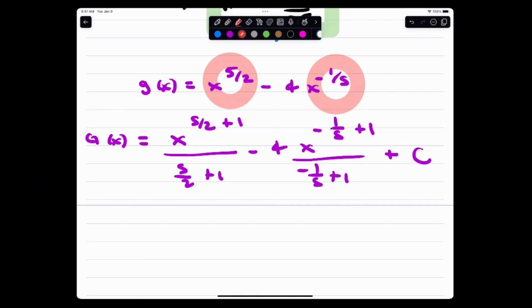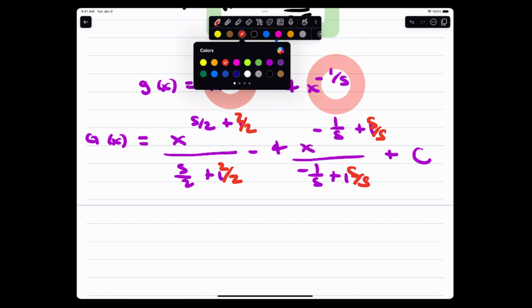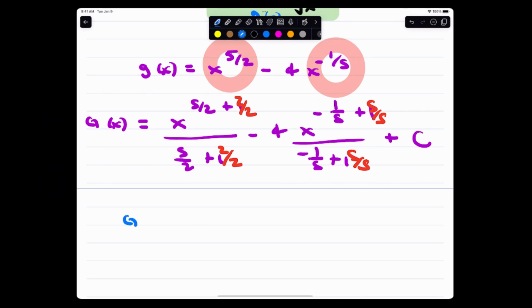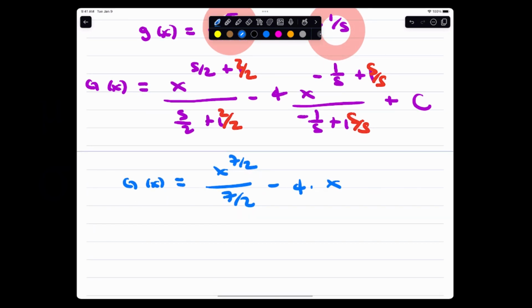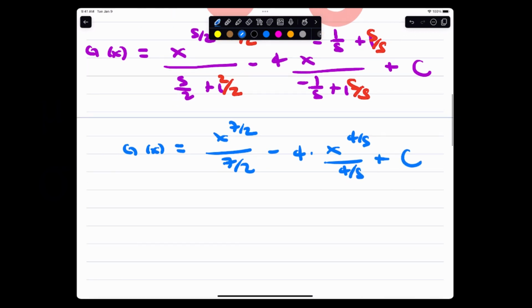So it comes down to arithmetic. 5/2 plus 1, isn't that going to be 7/2? Adding a whole number with a fraction, and this will be 4/5. So you're just going to use your arithmetic here. So the antiderivative will be x to the 7/2 over 7/2 minus 4 x to the 4/5 over 4/5 plus c.